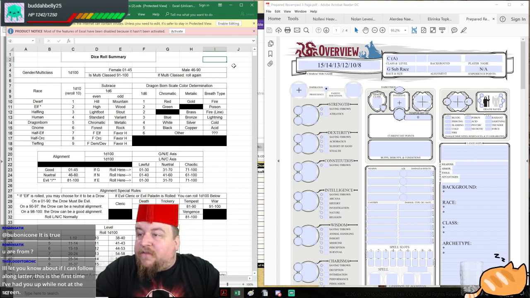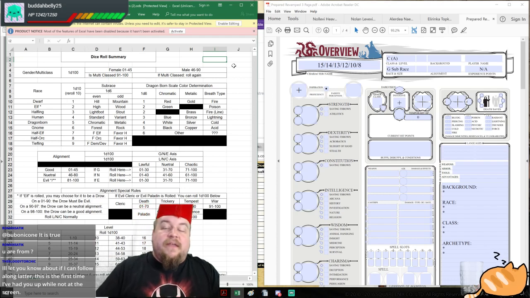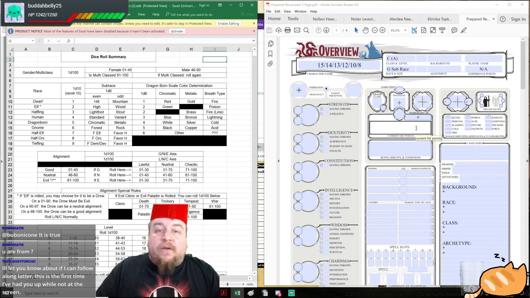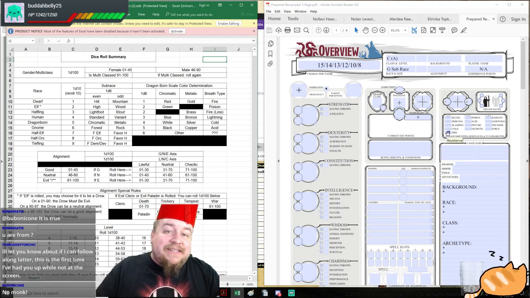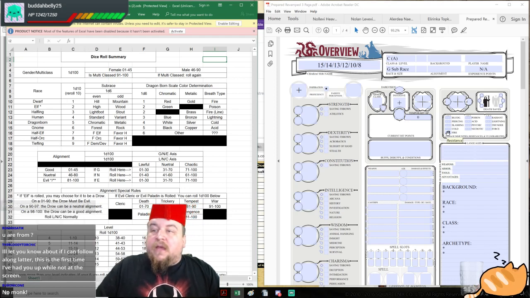Bloody Torchic, I'll let you know if I can follow along later. This is the first time I've had you up. Oh, okay. Yeah, this is a good experiment, Torchic. I will do my best not to deviate from the normal presentation. That way we can use this as a standard. And Bubonic One says no monk. Well, we'll find out here shortly.